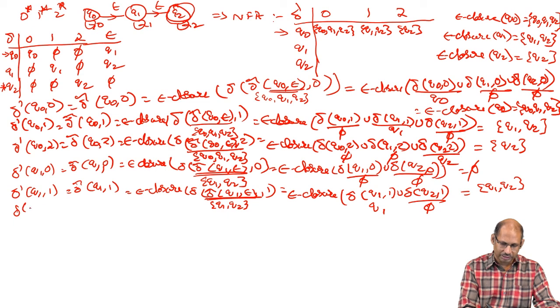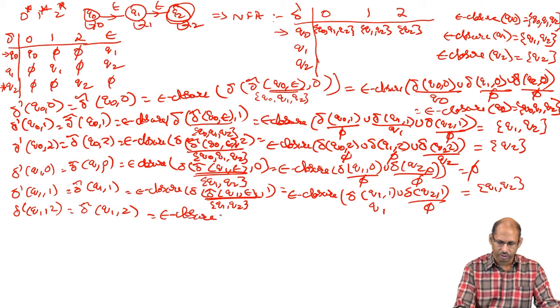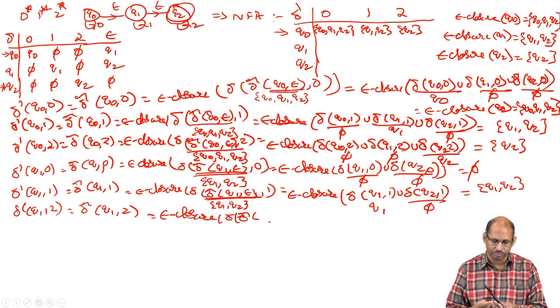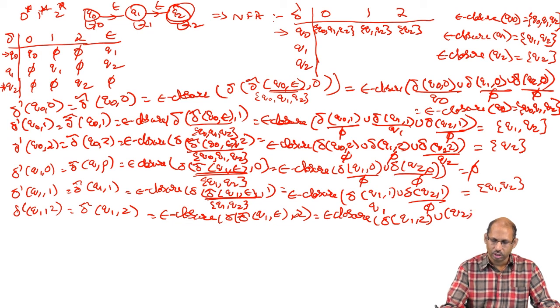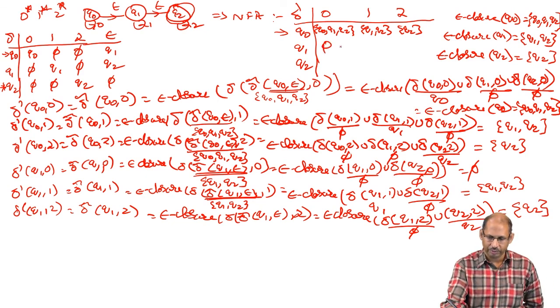So next, Q1 on 2. Q1 on 2 is epsilon closure of the transition of the string transition of Q1 on epsilon followed by 2, which is epsilon closure of the transition of Q1 on 2, Q2 on 2. This is phi, this is Q2, which is only Q2. So here, this is phi, this is Q1, Q2. Here, it will be Q2.